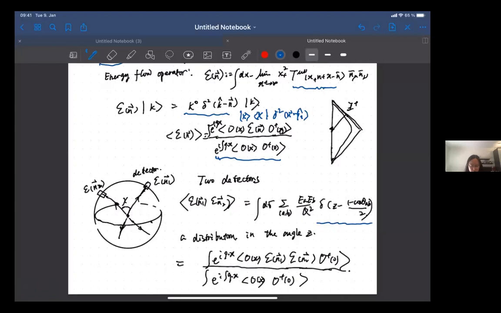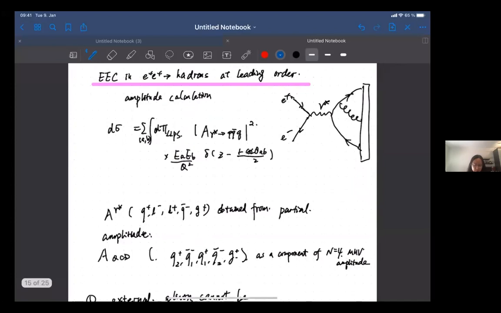So in terms of the correlation function, this event shape can be written as a four-point correlator. They are given by the source and sink, as well as the two energy flow operators representing the two detectors. So much for the definitions.